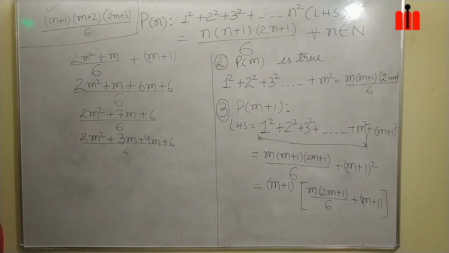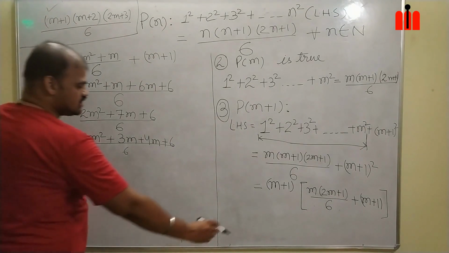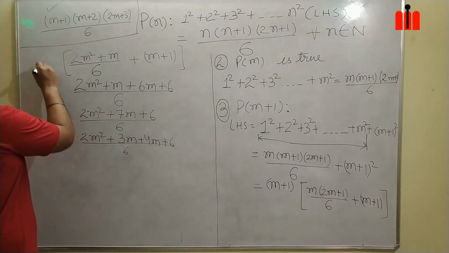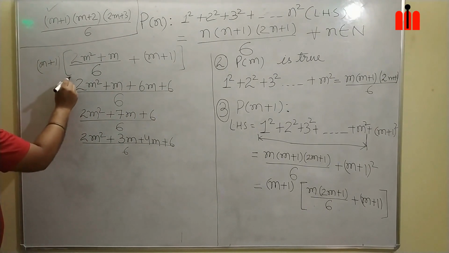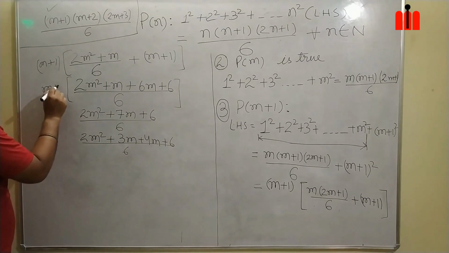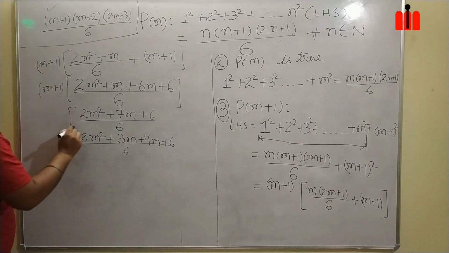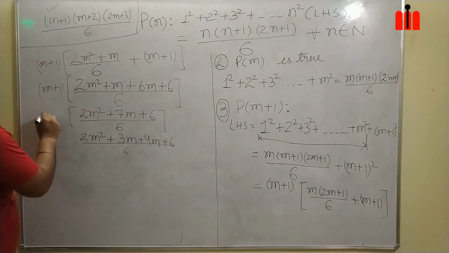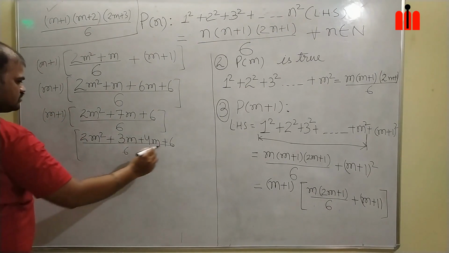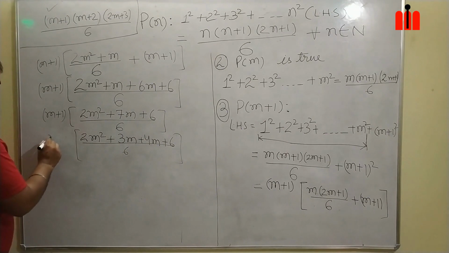Okay. So we had missed one term which is m plus 1. I will write it out here. So m plus 1 is outside. This is entirely multiplied with m plus 1.